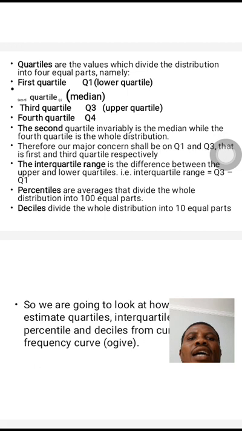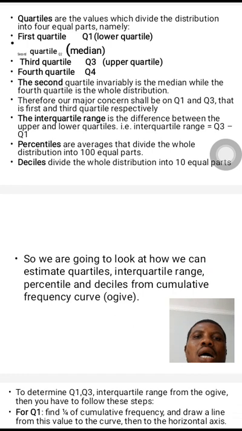Now, third quartile represented by Q3, and the same thing as upper quartile, while the last one is fourth quartile, and it is denoted by Q4. Now, the second quartile invariably, as I've said earlier, is the median, while the fourth quartile is the whole distribution. But our major concern today shall be on Q1 and Q3, that is, the first and the third quartile respectively.